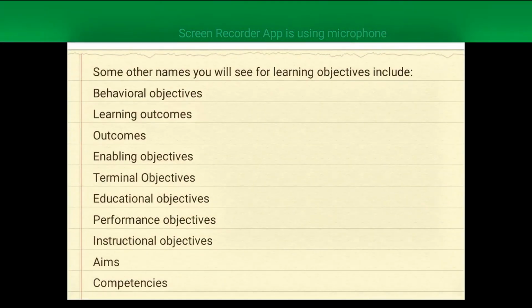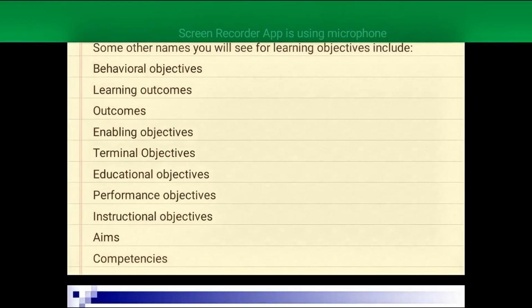Some other names you will see for learning objectives include behavioral objectives, learning outcomes, enabling objectives, terminal objectives, educational objectives, performance objectives, instructional objectives, aims, and competencies.